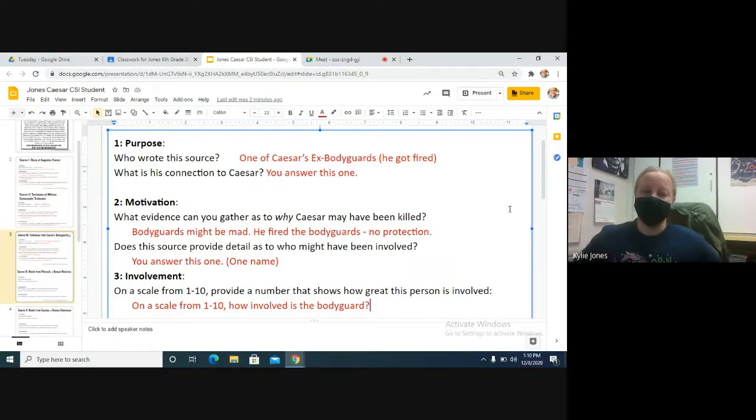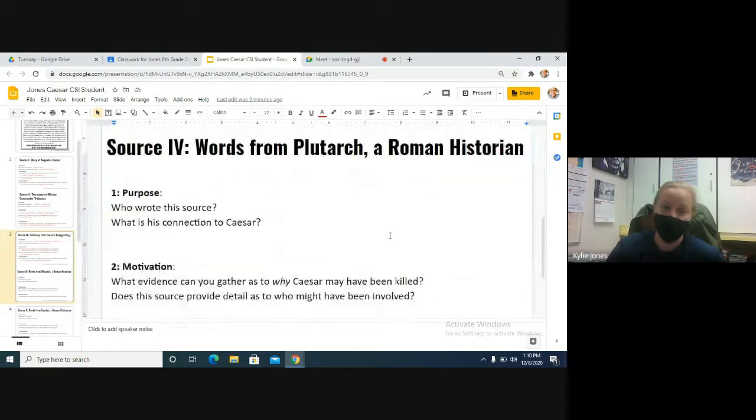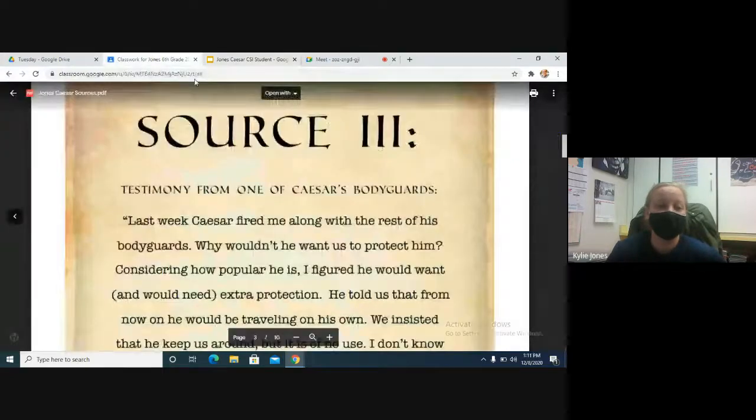Okay, we're going to try and get halfway through this, so at least through the next 2 sources before we're done, so that tomorrow we only have about half of it left to do. Okay, so I'm going to scroll down on this slide to source number 4. These are some paragraphs written by someone named Plutarch, a Roman historian, which means that he has studied ancient Rome. He did not live there, he studied it. Okay?